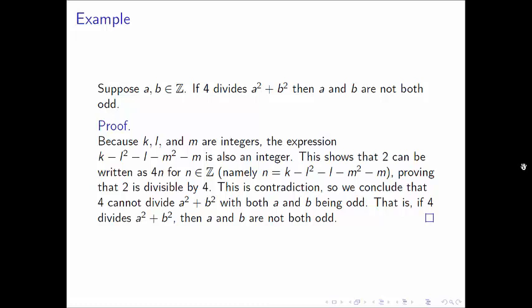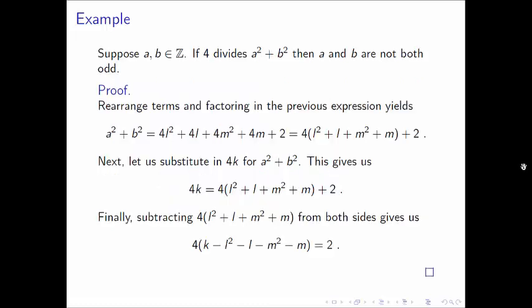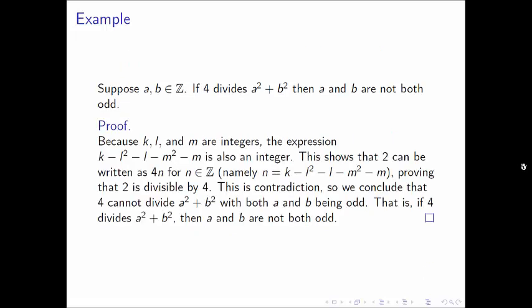Now, the problem that we've reached is that that quantity being an integer means that our previous equation, 4 times that quantity is equal to 2, gives us, according to the definition, that 2 can be written as 4n for some n in the integers, the n equal to that nonsense we had before. That proves that 2 is divisible by 4. However, 2 cannot possibly be divisible by 4, given that 4 is larger than 2.